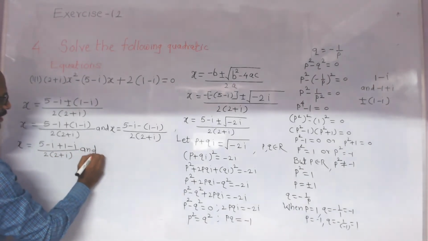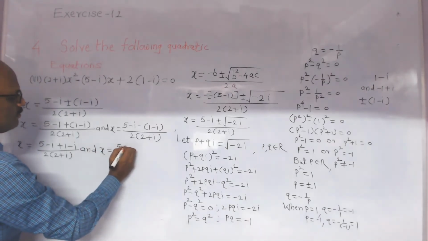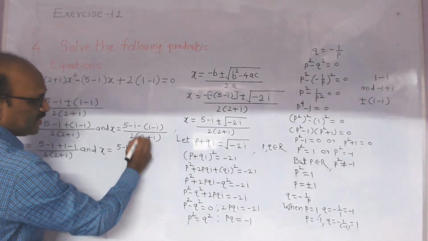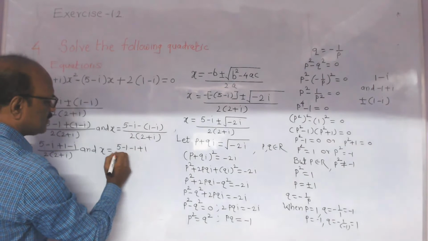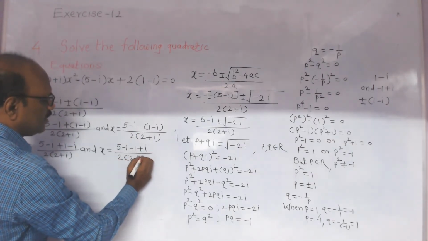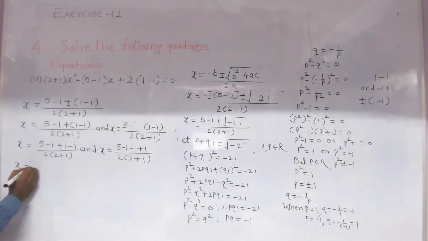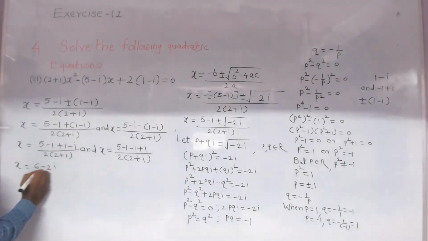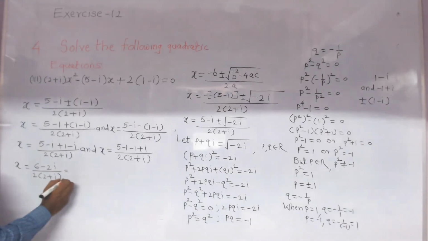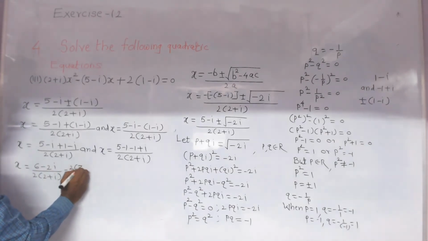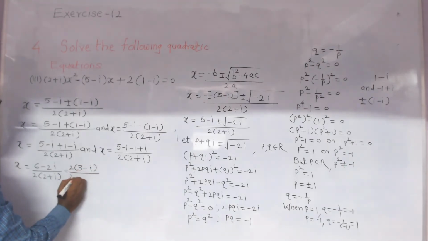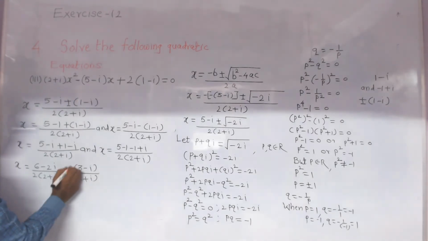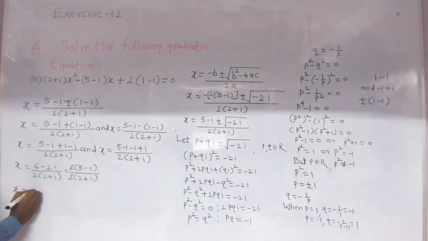What about the next? And here again x is equal to 5 minus i minus 1 plus i. If you open the bracket, minus 1 plus i, and this divided by 2(2 plus i). Now next, x is equal to 5 plus 1, that is 6, minus i minus 2i, and this divided by 2(2 plus i). If you take 2 as common, then you will get (3 minus i) upon 2(2 plus i). These two get cancelled, and here you will get (3 minus i) upon (2 plus i).